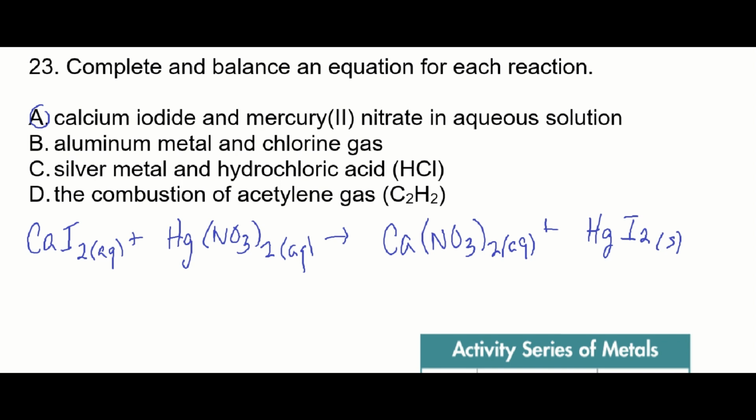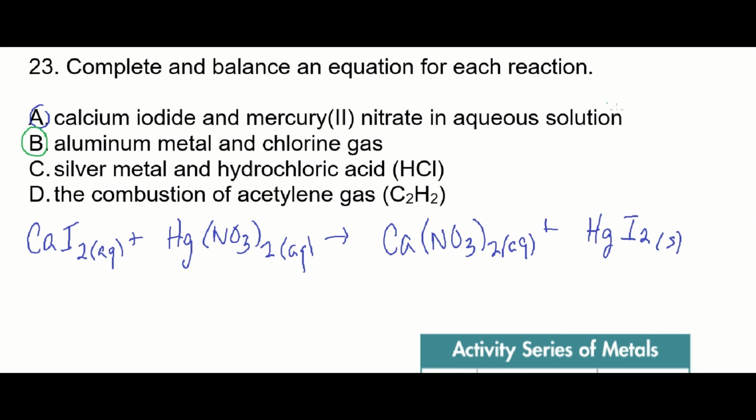Now it's time to balance. We have 1 calcium on both sides, so they're good. We have 2 iodides on both sides, so that's good. And looks like this is already balanced. Let's move on to part B.